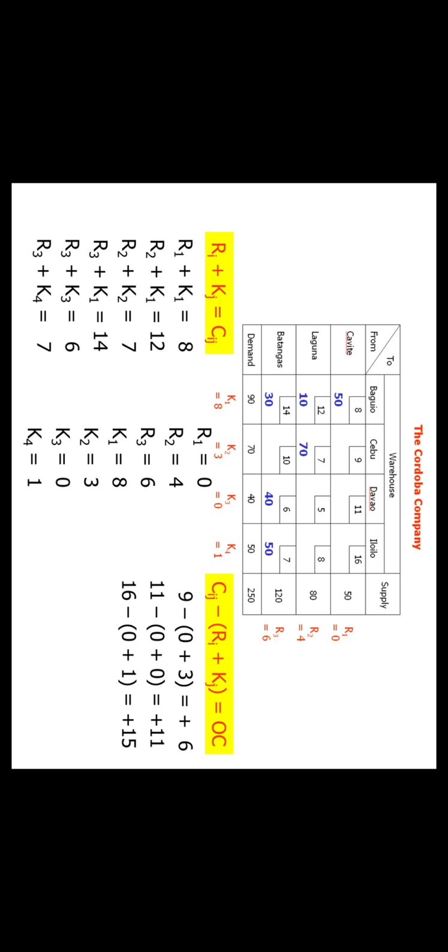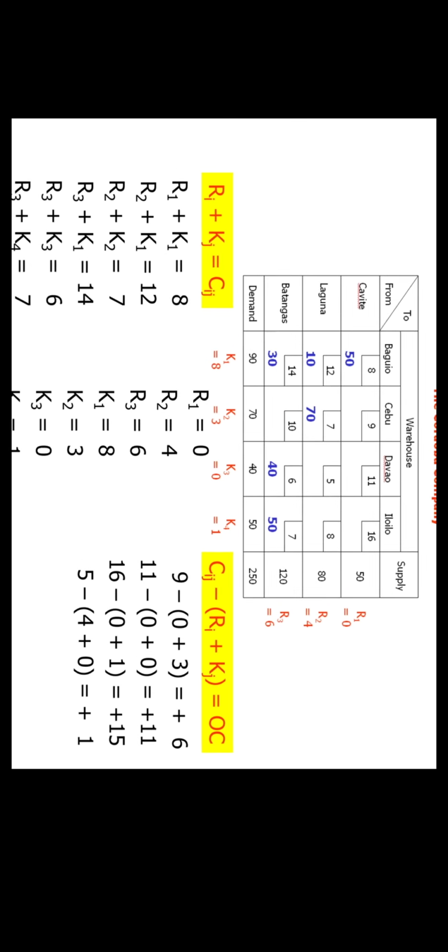Next is the unused cell with the cost of 5. Row position is now at row 2, where R sub 2 is equal to 4. Column position is at column 3, where K sub 3 is equal to 0. So applying the formula, you have 5 minus the quantity 4 plus 0, or 5 minus 4 is positive 1. Next is the unused cell with the cost of 8. Row position is still at row 2 with a value of 4. Column position is at column 4 with a value of 1. So applying the formula, you would have 8 minus the quantity 4 plus 1, or 8 minus 5 is positive 3.